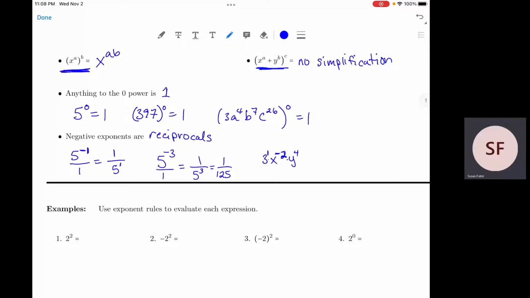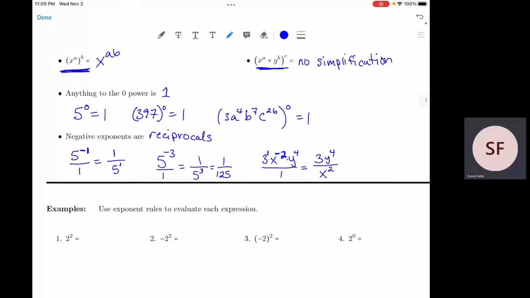And so the 3 of the first will stay. The negative exponent on the x will say, buddy, you need to get out of here. And so it's going to cross the division bar and go down here. When it does, that negative will disappear from the exponent, and we'll get x to the +2 on the bottom. The y to the 4th has a positive exponent, so it will stay. So the 3 stays up here, the y to the 4th stays up here, and just that x to the -2 moves to the bottom.